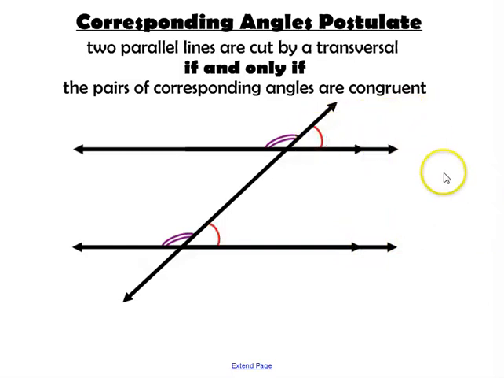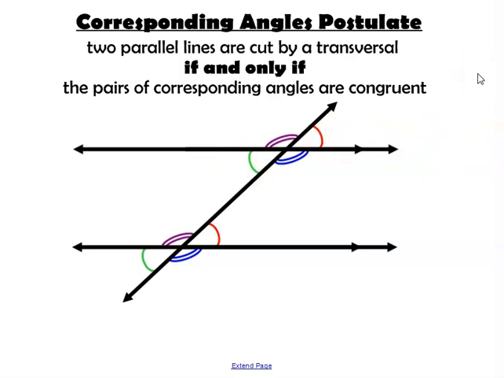Likewise, this pair of corresponding angles will also be congruent. This pair of corresponding angles is congruent, and this pair of corresponding angles is congruent. Now, if you notice, I marked the purple and blue angles with 2 because those are also congruent to each other because they're vertical angles. Likewise, the green and red angles are marked with 1 because they're also vertical and congruent to each other.